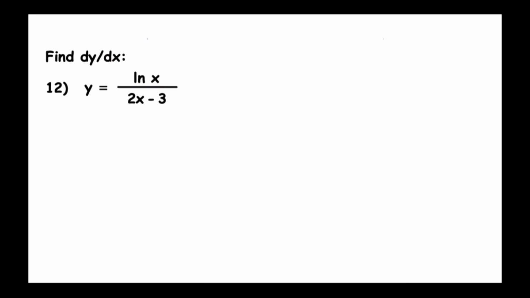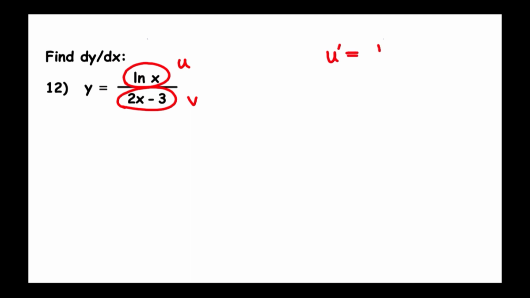Okay, here's number 12. I've been avoiding the quotient rule for a while now, but here I have no choice. Because I have x's in both numerator and denominator, and the denominator is not a monomial, it's a binomial, I'm stuck. I'm going to have to call the natural log of x u. The 2x minus 3 will be the v. Just over on the side, I'm going to write u prime and v prime.